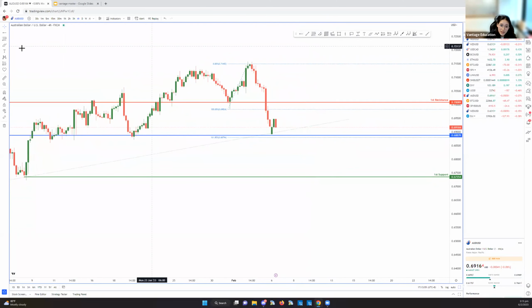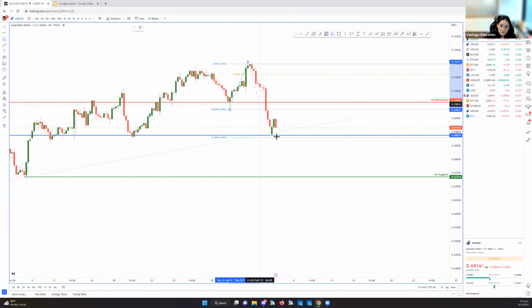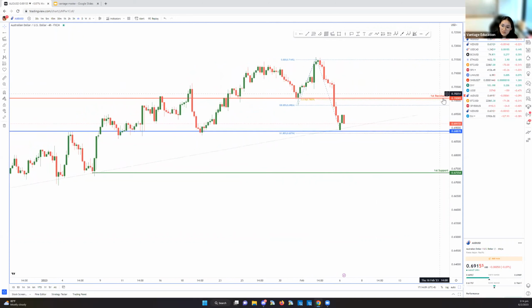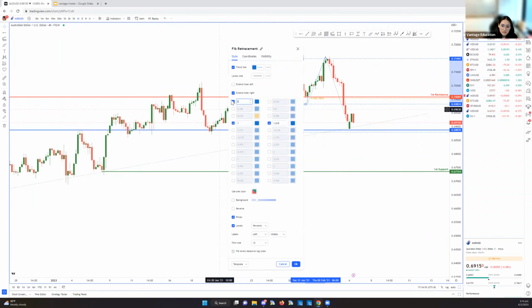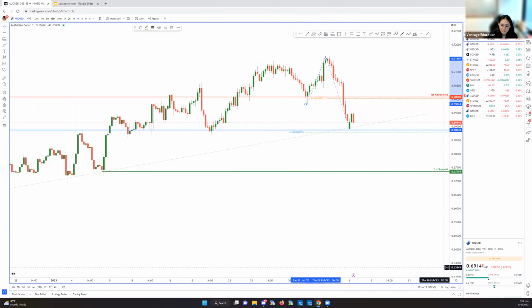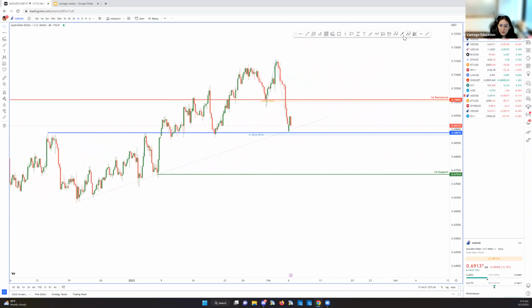Let's see if we can find any levels that line up with our first resistance. Our 61.8% Fibonacci projection level lines up nicely with the first resistance at our 0.7 level. So we can expect price to move up towards our first resistance.